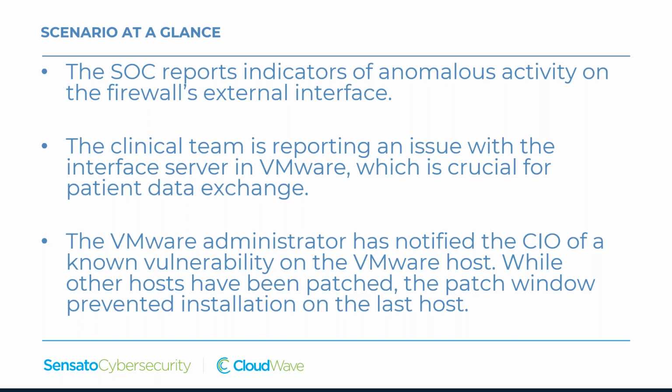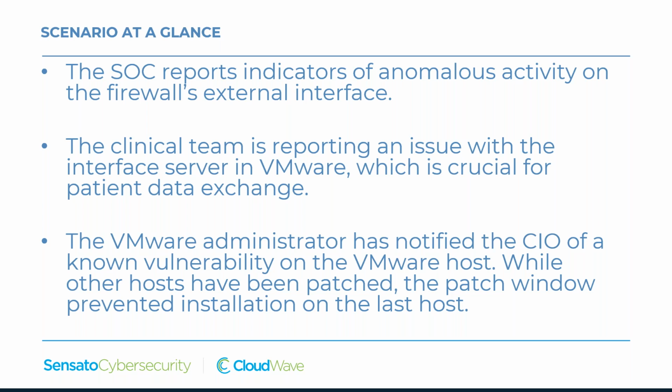First, we want to start by taking a look at our scenario. I want to give you some time to think about our scenario today before we get into it. So the first part of the scenario is the SOC reports indicators of anomalous activity on the firewall's external interface. And upon learning that, the clinical team, since they're more aware, starts looking and determines the interface server, which is running in VMware, is having issues. There are data integrity issues that have been seen. And this server is crucial for patient data exchange.